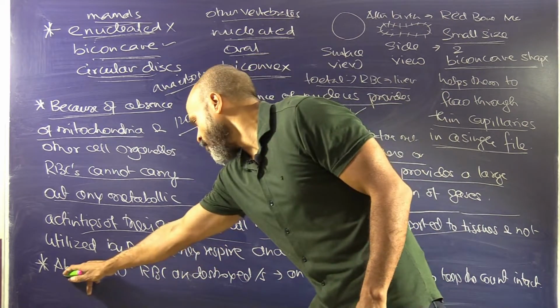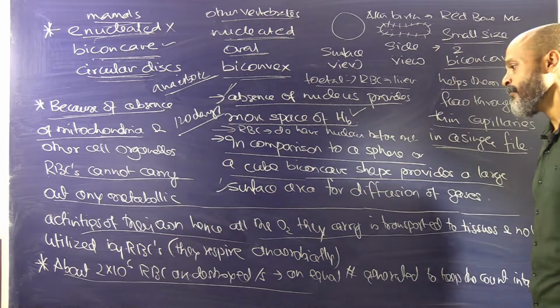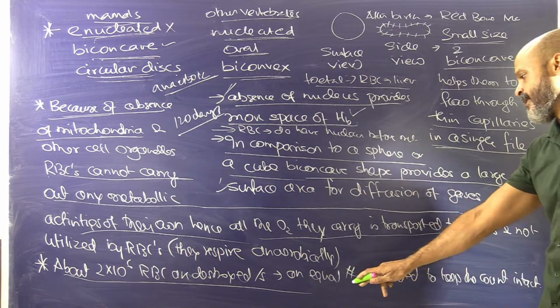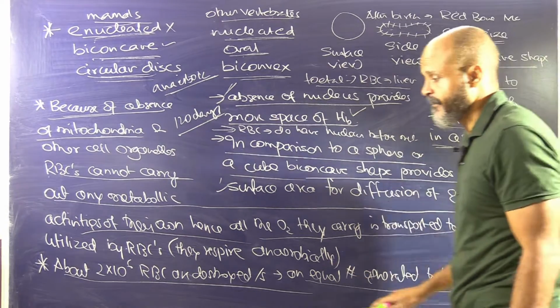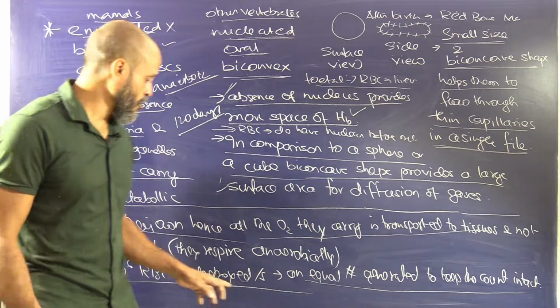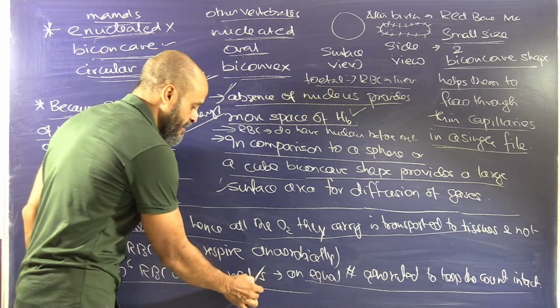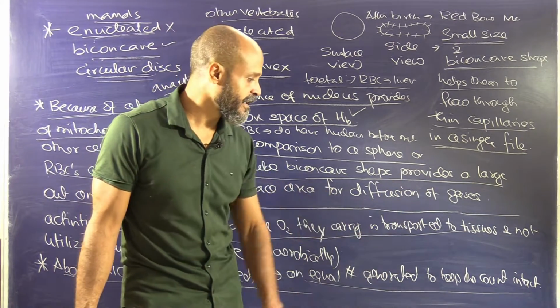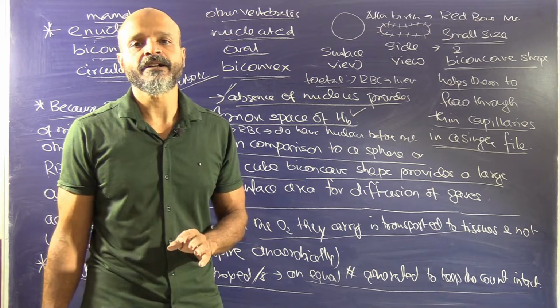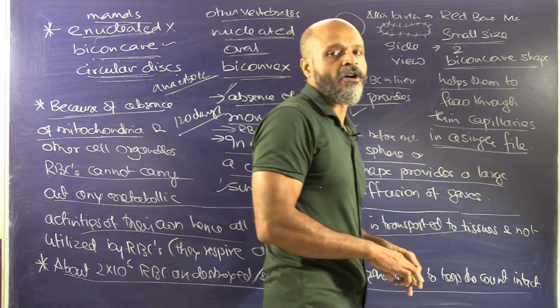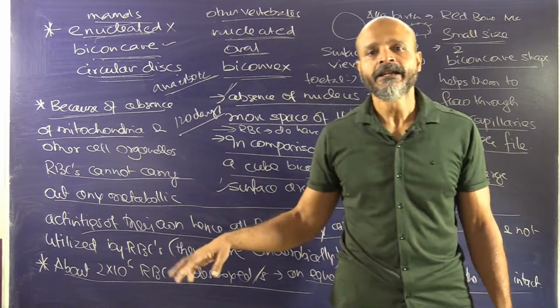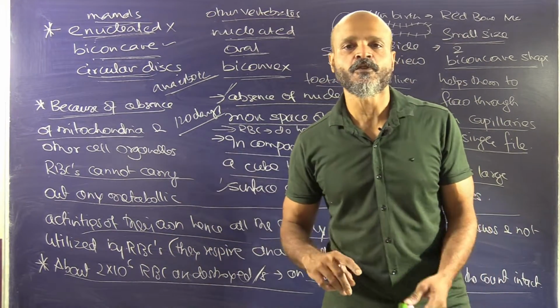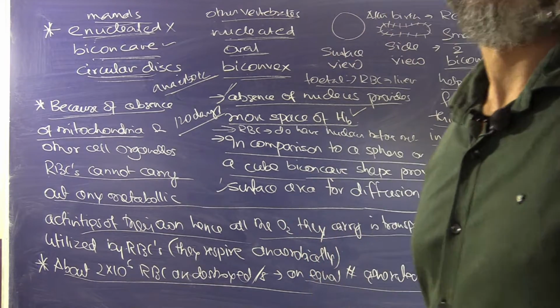Now about 2 million RBCs in our bodies are destroyed per second. So an equal amount of RBCs are generated to keep the count intact throughout the body.